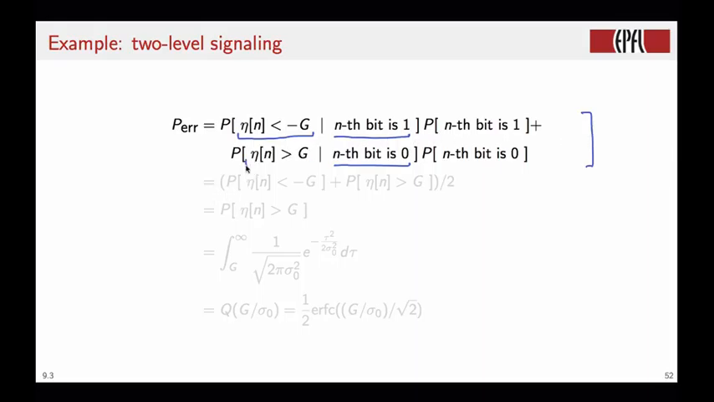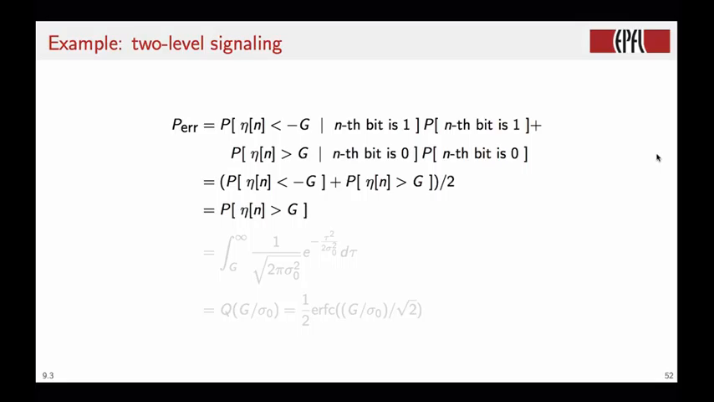Similarly, when the nth bit is equal to 0, we have a negative sample, and the only way for that to change sign is if the noise sample is greater than g. Since the probability of each occurrence is 1/2, because of the symmetry of the Gaussian distribution function, this is equal to the probability for the noise sample to be larger than g, and we can compute this as the integral from g to infinity of the probability distribution function for the Gaussian distribution with the known variance here.